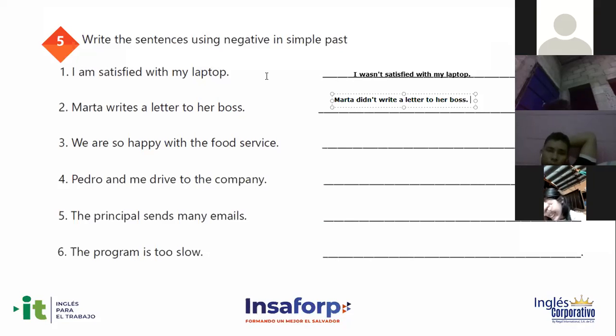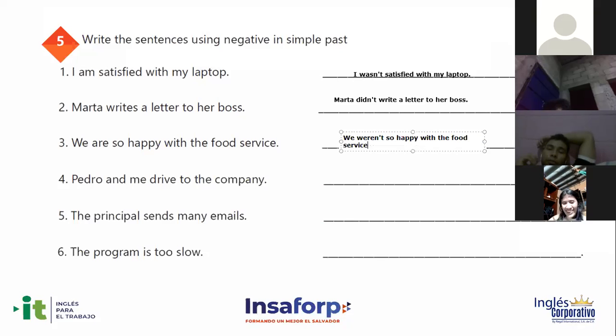We are so happy with the food service. We are didn't. What is the past of are? We weren't. Weren't. Negative weren't. We weren't. Nancy, que le dio risa, Nancy. We weren't so happy with the food service. Y como le dijo al compañero, teacher.